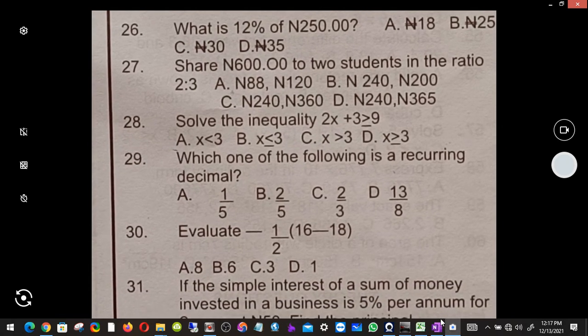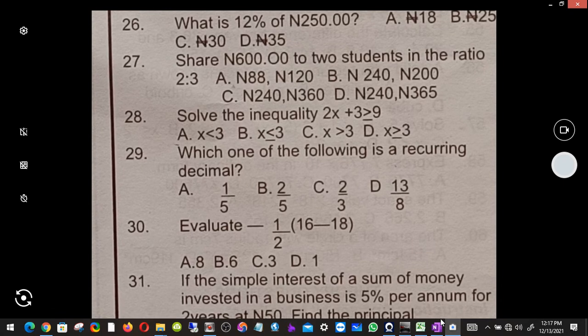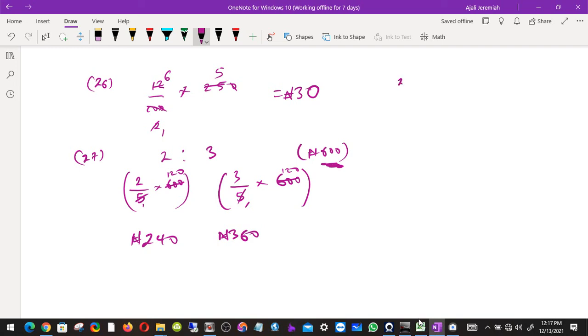Number 28. Solve the inequality 2x plus 3 is greater than or equal to 9. So what should I do? That gives us 2x greater than or equal to 9 minus 3, which is 2x greater than or equal to 6. Divide both sides by 2.